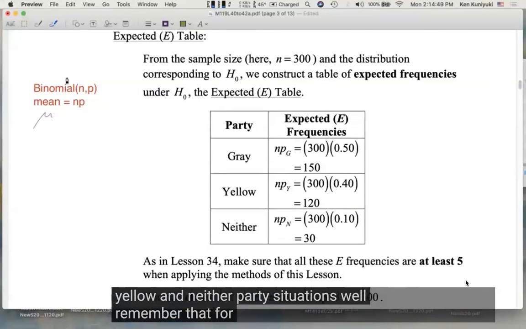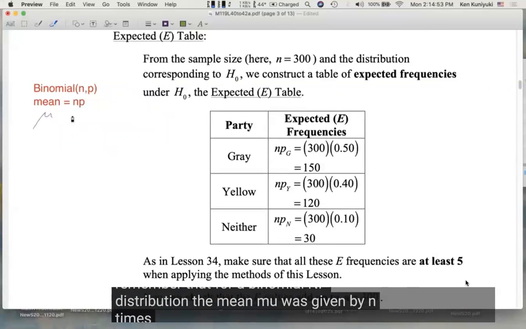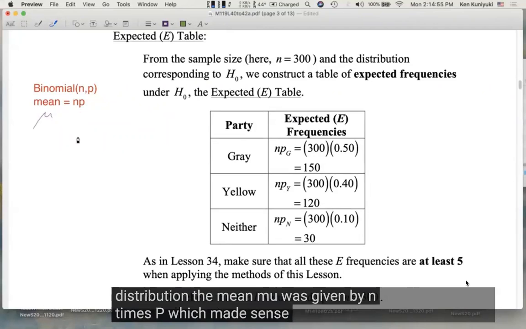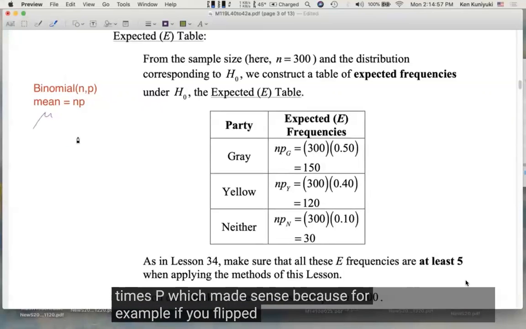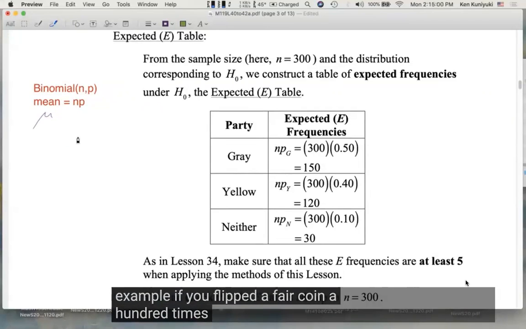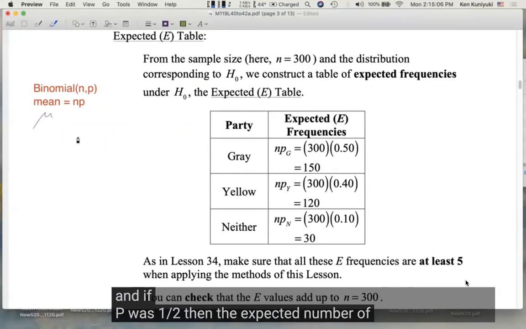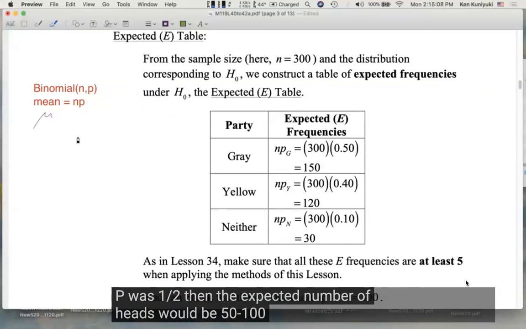Well, remember that for a binomial n, p distribution, the mean mu was given by n times p, which made sense because, for example, if you flipped a fair coin 100 times, right? If n was 100 and if p was 1/2, then the expected number of heads would be 50, 100 times 1/2.